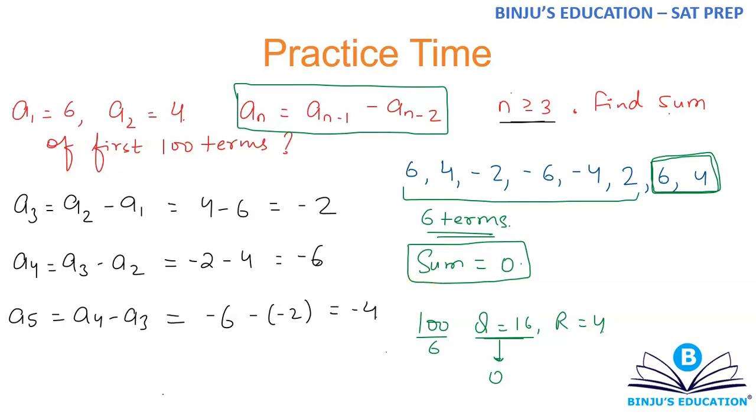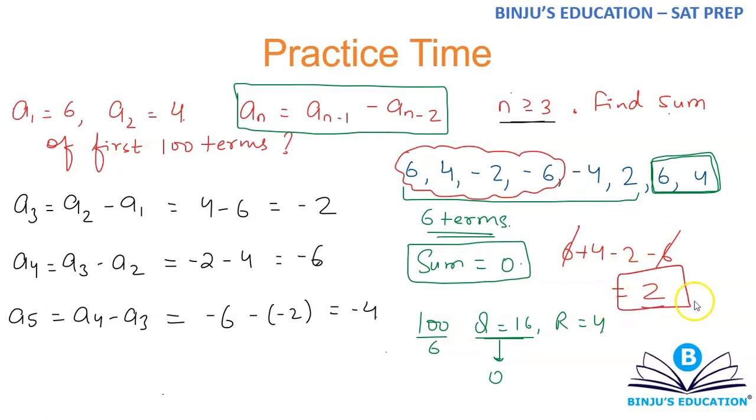So what are the first 4 terms? These are my first 4 terms. Add them up: 6 plus 4 minus 2 minus 6. These two are going to get cancelled and your answer is simply 2.